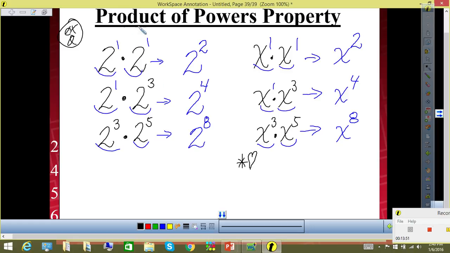So, this property is called the product of powers property. Product means, or what does it convey? Product means what? Product is what? Multiplication. Okay. So let's start our definition. When what? When multiplying. What are we multiplying? What are these called? What was the lesson called? Exponential expressions.